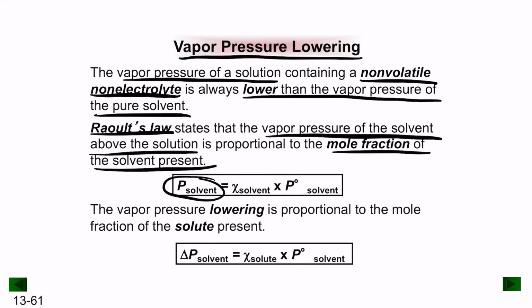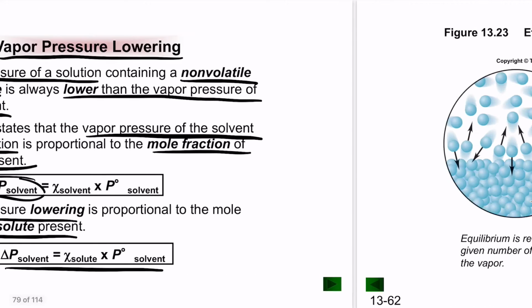So the vapor pressure of the solvent is proportional to the mole fraction of the solvent. The vapor pressure of the solvent is the mole fraction times the original pressure, the vapor pressure of the pure solvent. So the vapor pressure lowering is basically proportional to the mole fraction of the solute present.